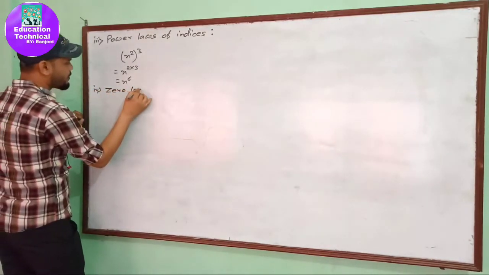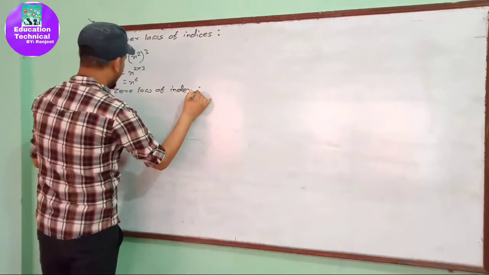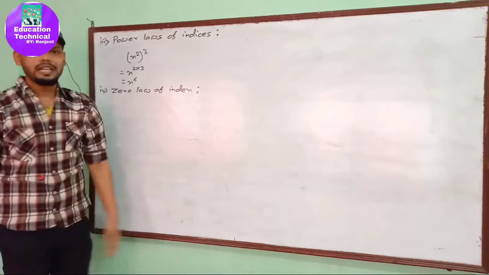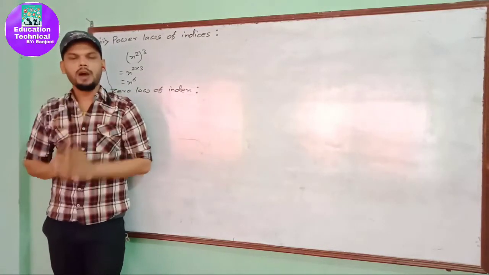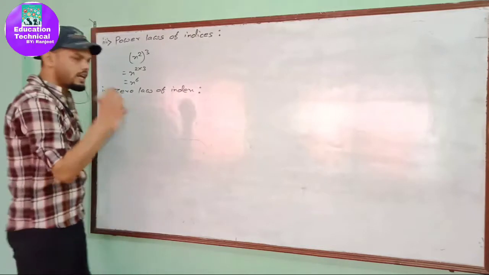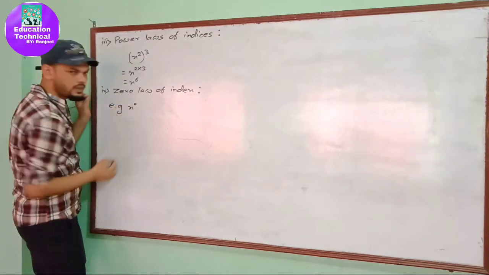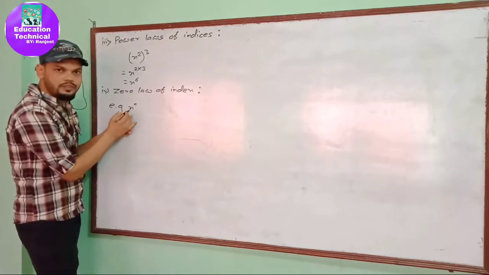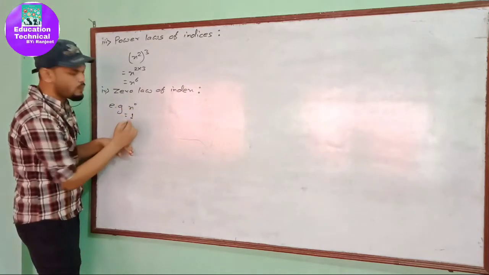Zero law of index. According to this zero law of index, if any base has the power 0, then it always equals 1. That means if we take any value, suppose x power 0, here the base is x and the power is 0. So simply the value of this will be 1.